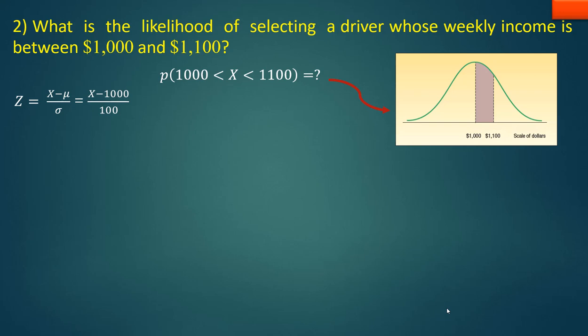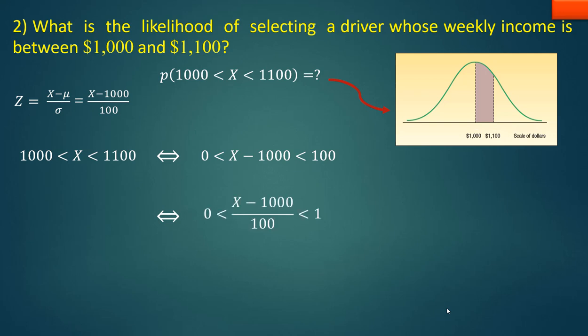Now the question is, if x is between 1000 and 1100, what will be the boundaries of z? To answer this question, we need to start from the inequality in x. So we begin by writing that x is between 1000 and 1100. Now to transform x into z, we need first to subtract 1000. So we get that x minus 1000 is between 0 and 100. Then we need to divide by 100. So the value of z will be between 0 and 1.